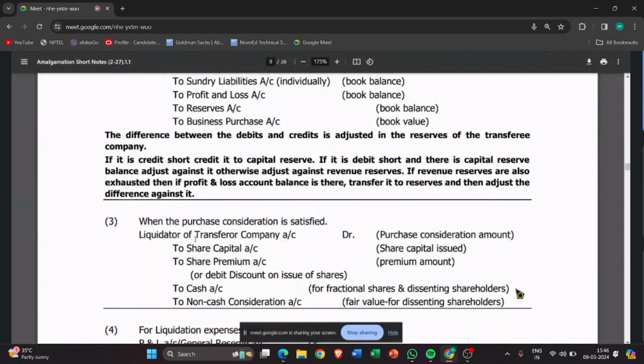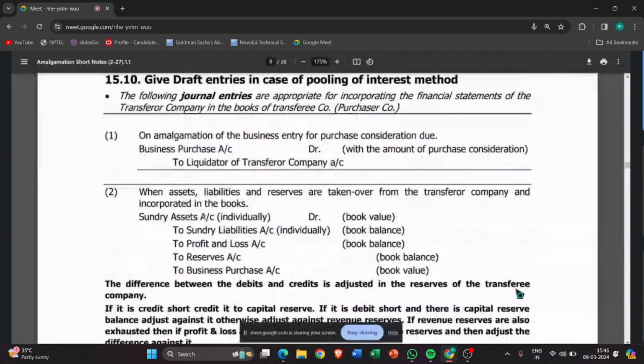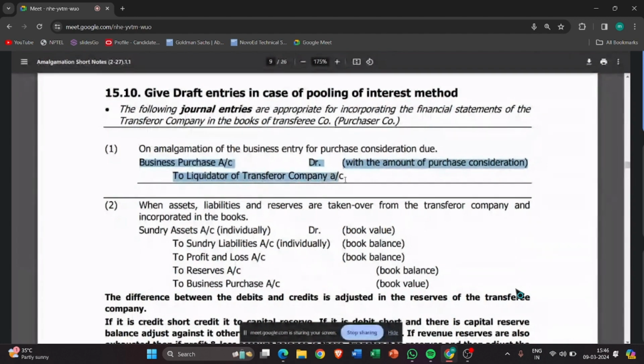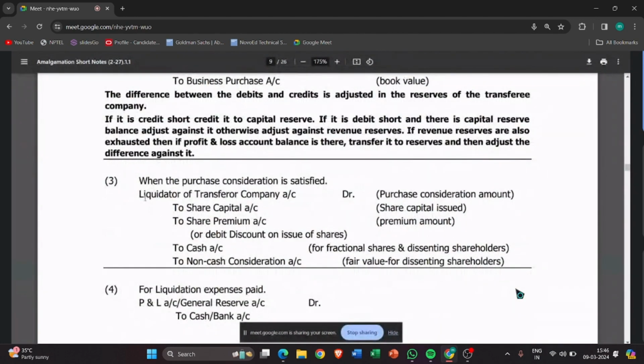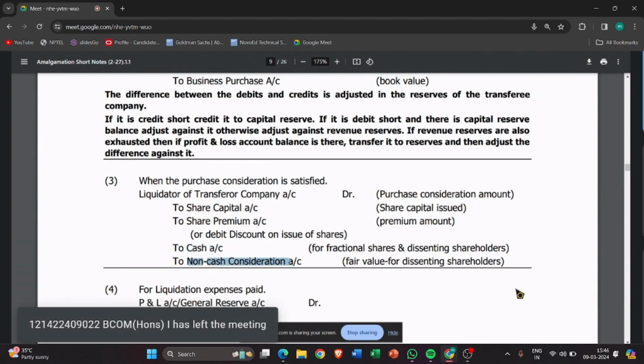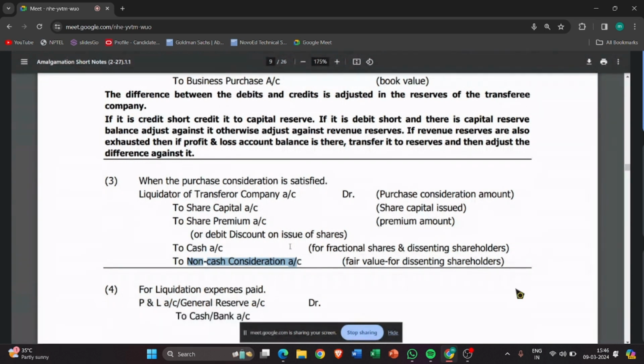When the purchase consideration is paid. After taking over the assets and liabilities, you have calculated that some amount was due to be paid. How are you going to pay this? You might pay it in the form of shares, or in the form of cash, or in the form of some assets. Whatever you give out, whatever you pay will be credited, and who is receiving it? The liquidator of the transferor company is the receiver.